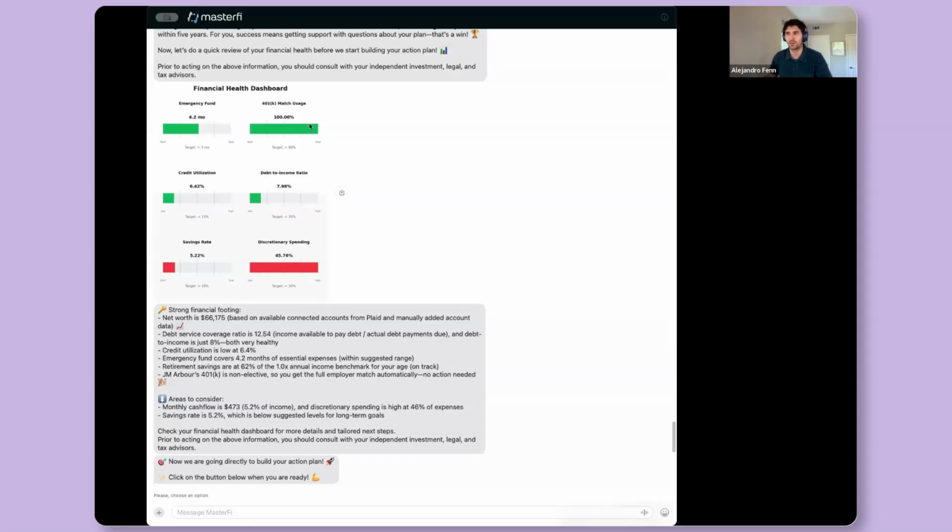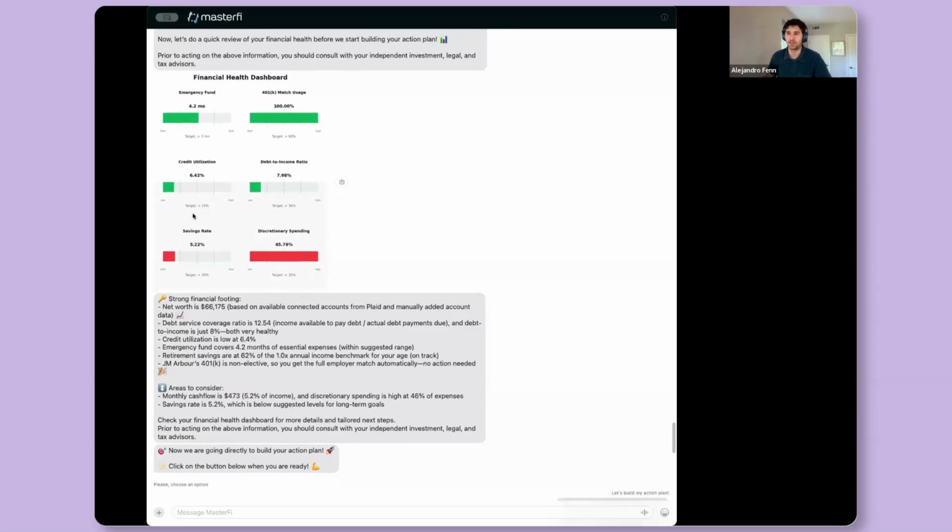as an input variable. In this case, I'm already matching my 401k match, which obviously doesn't apply to everyone. How much am I spending in terms of discretionary spending, to Jack's point about budgeting, and how much am I saving from the last few months as a percentage? So I'm saving 5%.